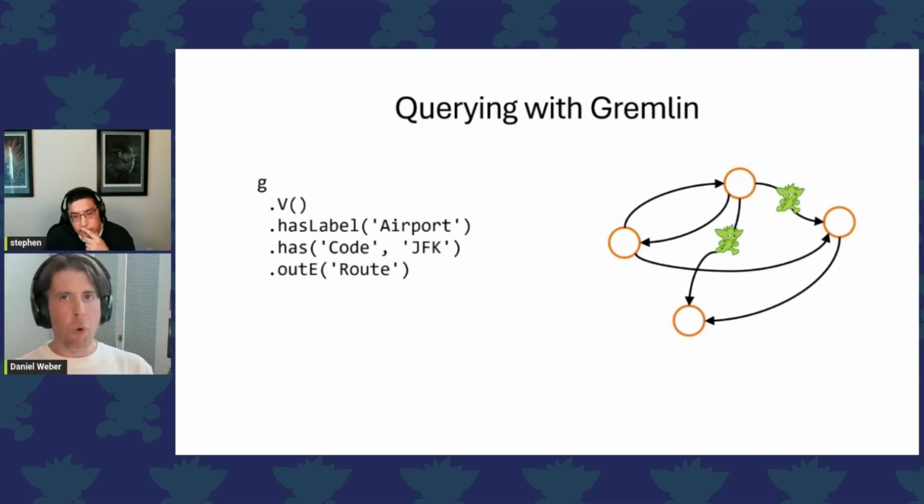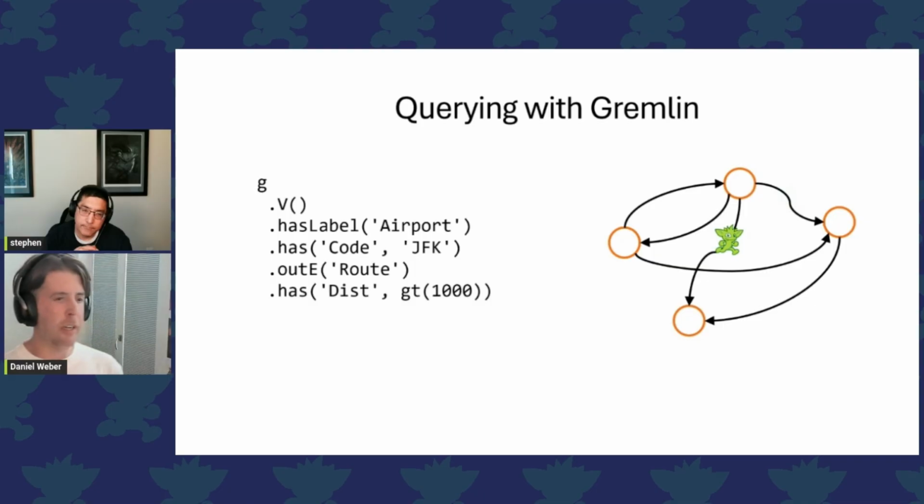Now you can walk the graph by outE, walking those edges labeled route. Actually, I forgot one. Think of a third gremlin on the left. This would split the one gremlin into two that are now standing on the routes to other airports. Now we could filter those edges, keeping just the ones that have a property value of distance greater than 1,000. In our example, that would leave just that one.